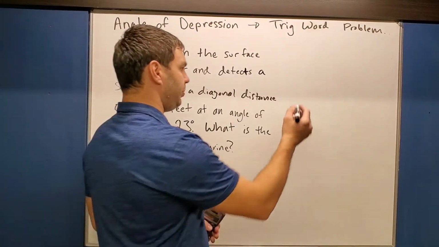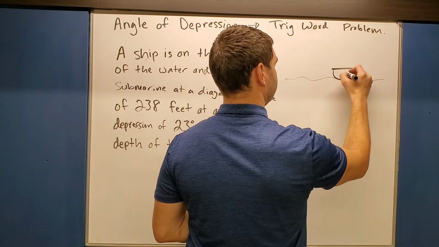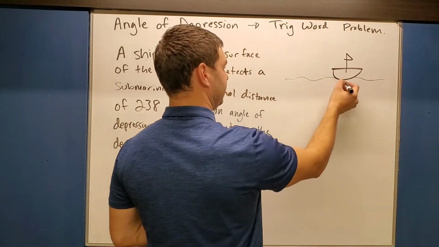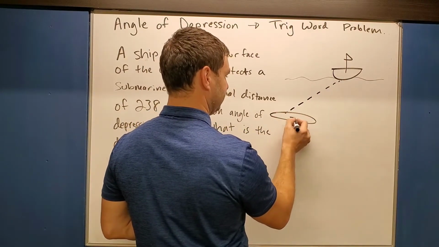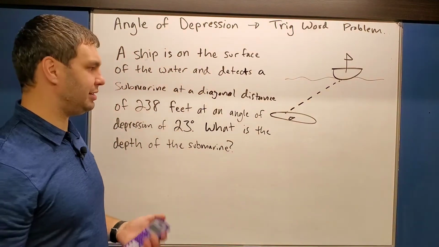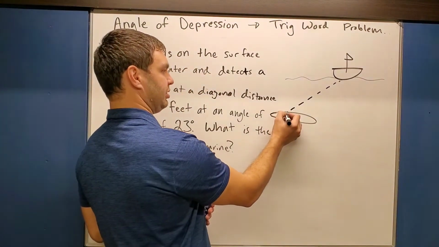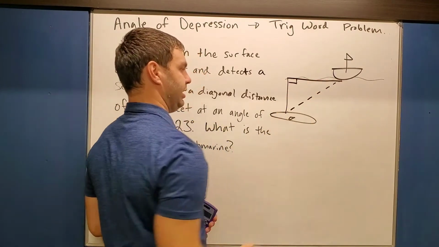Okay, so let's draw a picture of this. We got some water, right? We have a ship up here, like this, and then it detects at a diagonal distance a submarine. I don't know how to draw these, but it'll look like this. And it says, what is the depth of this submarine? So depth is straight up to the water, which means this right here is my right triangle.